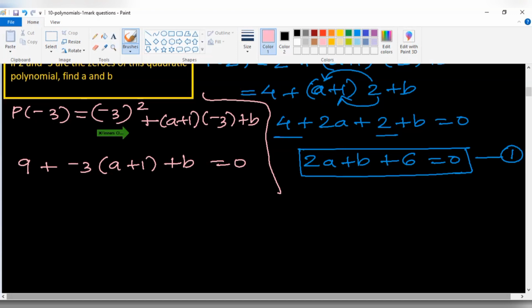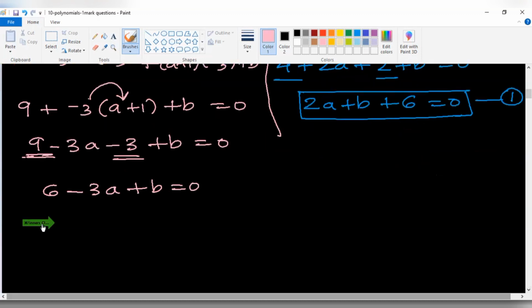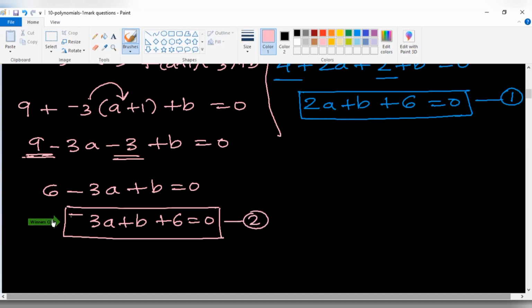Now in the next step, we will open this bracket, negative 3 into a like that. So 9, negative 3a, right? Minus 3 into a, minus 3a. Then negative 3 into 1, that is minus 3, then plus b equal to 0. See, 9 minus 3, that is 6. 6 minus 3a plus b equal to 0. Okay, so if we rearrange these things, we will get minus 3a plus b plus 6 is equal to 0. See, we have got two equations from this given data. Now we have to find out the value of a and b from these two.